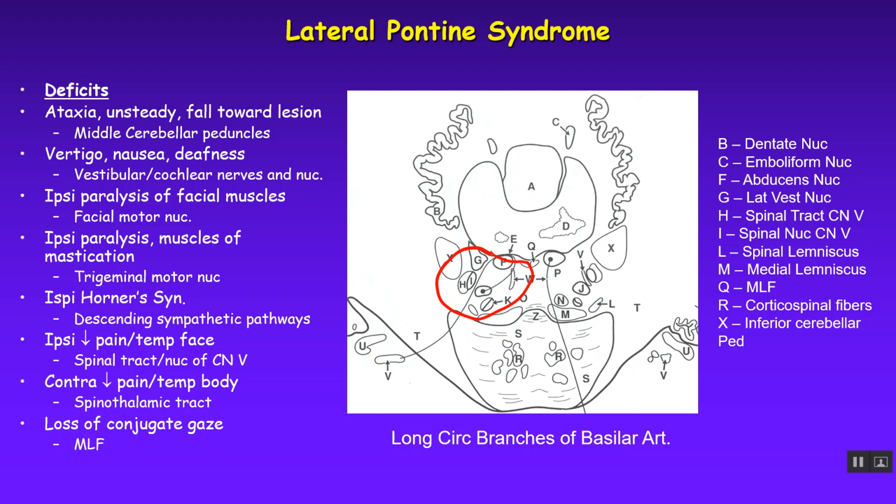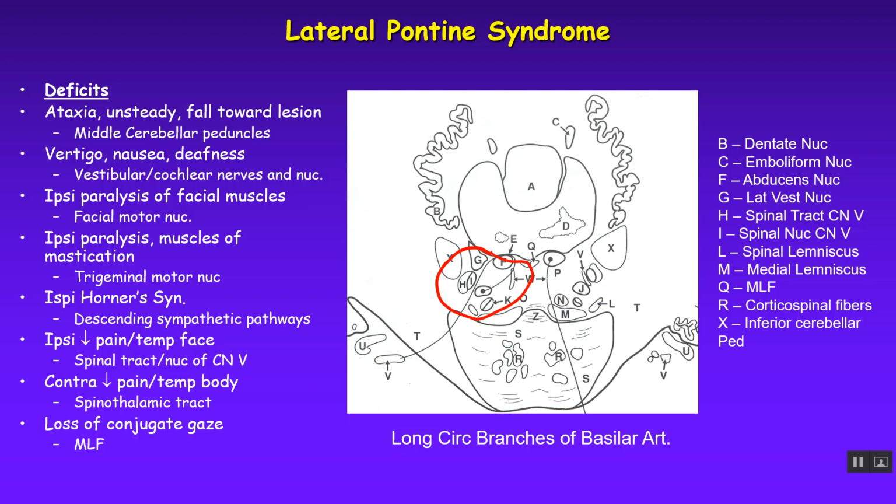So the basilar artery has these little paramedian branches that go and supply that medial aspect of the pons, but then there's these long branches that go out to supply the backside and lateral part of that pons. So if those get blocked or damaged, you can have a lateral pontine syndrome. So what do you see?